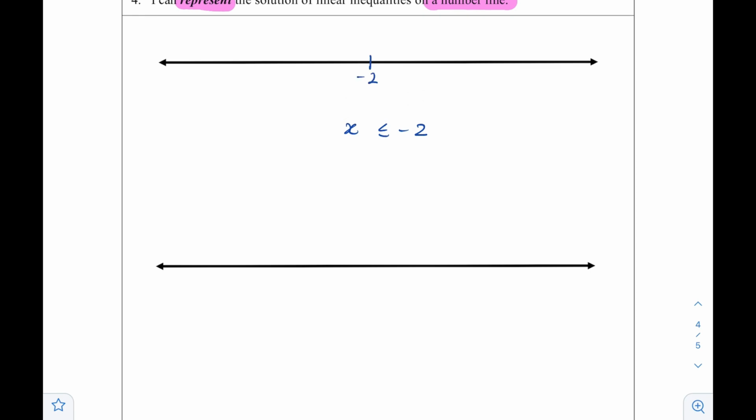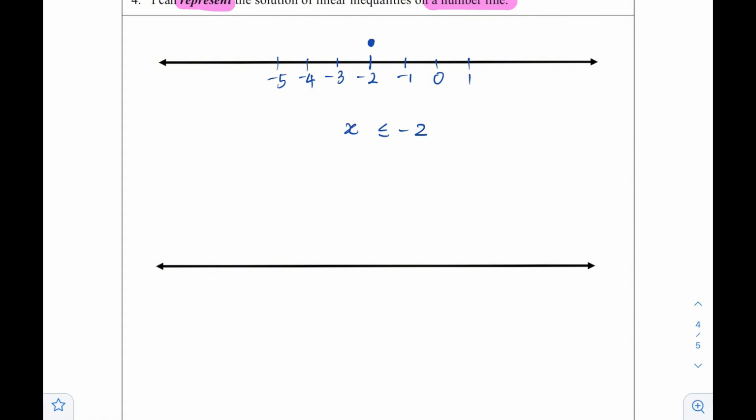To the left of -2, I will have -3, -4, and -5. To the right of -2, I will have -1, 0, and 1. Alright, so these points should be equally spaced out. So for x to be less than or equal to -2, how I represent this is I would use a closed circle or a shaded circle at -2 to show that x can be equal to -2.